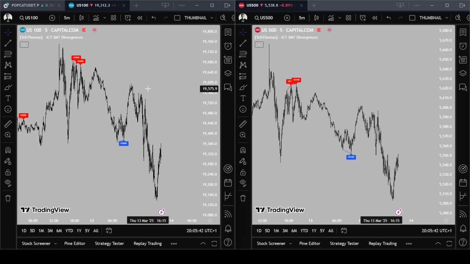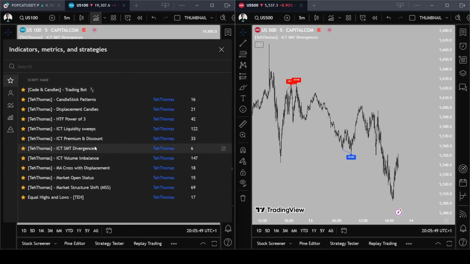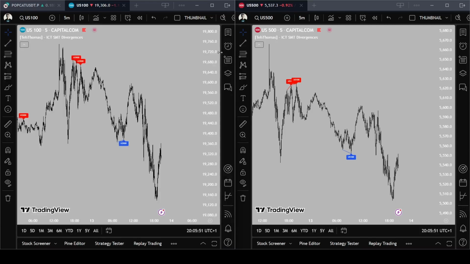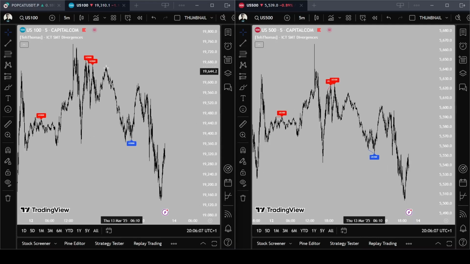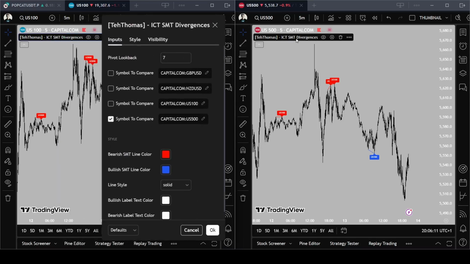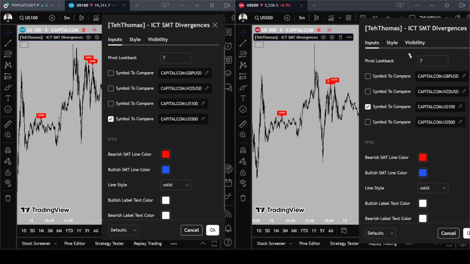Today we're going to be talking about the ICT Smart Money Trading Divergences. So you can find it right here. As you can see, we have two charts open, but they look a lot alike. It has almost the same trend, except for some points, which this indicator will put on the chart. So first of all, we will look at the settings and adjust them to our own chart.